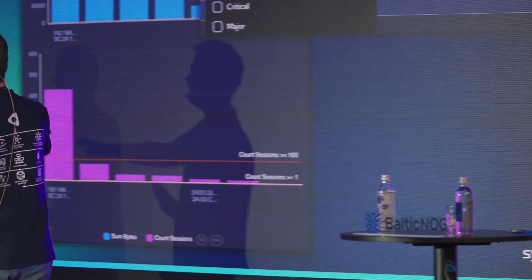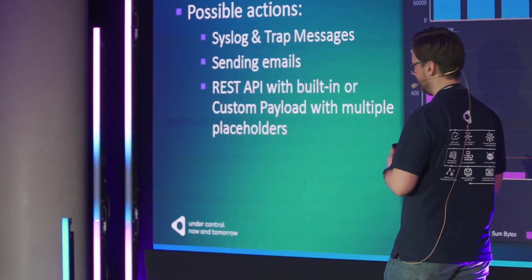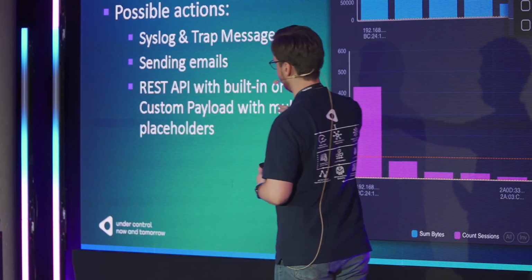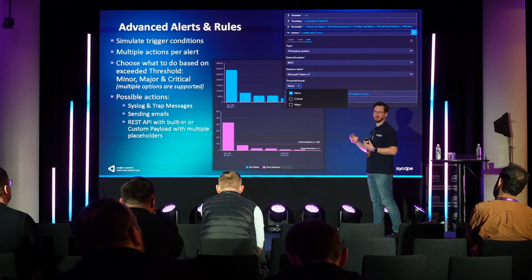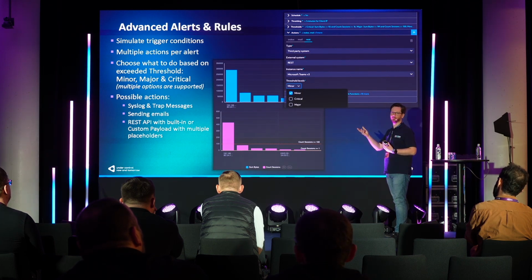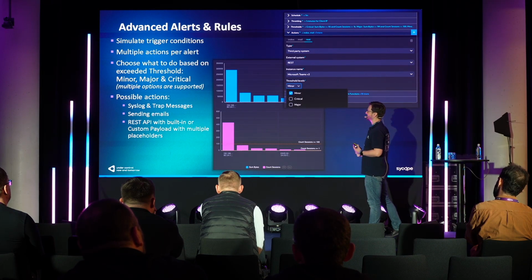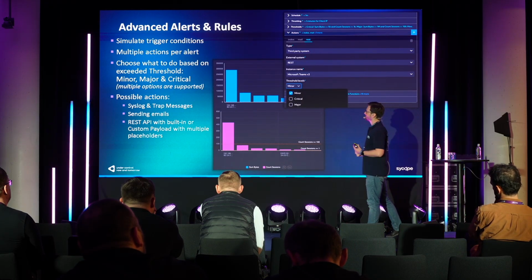And for REST API, we do support defining custom payloads with multiple placeholders. So placeholders are basically custom values that can be injected within the payload. And payload is basically the body of an HTTPS POST request, and of course sending emails. So that's a standard for us.